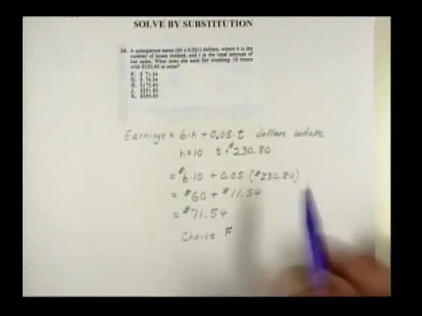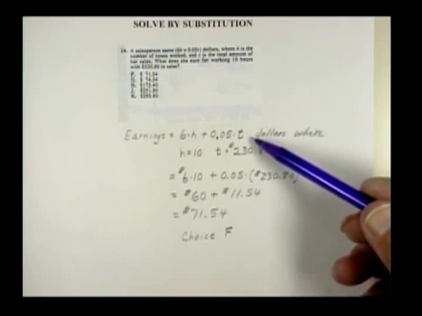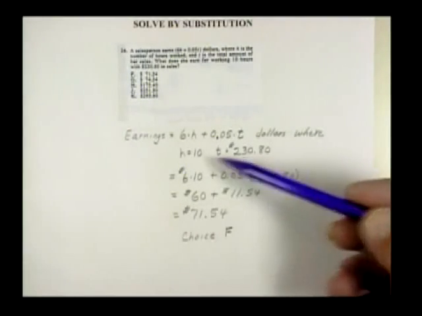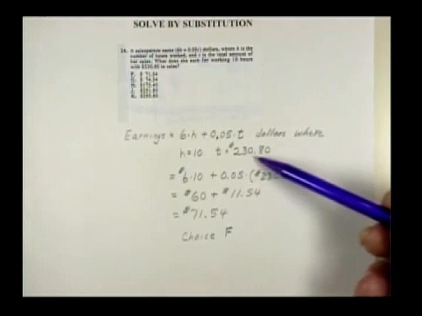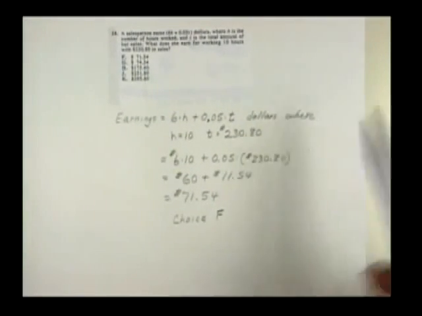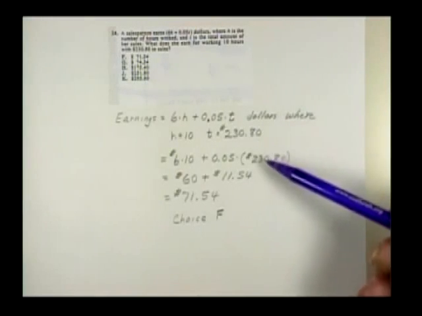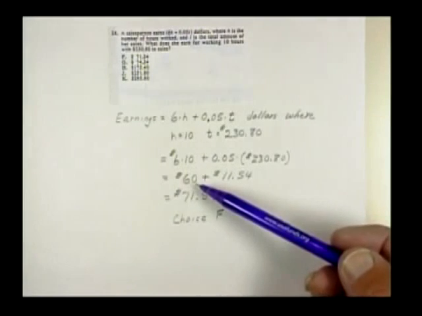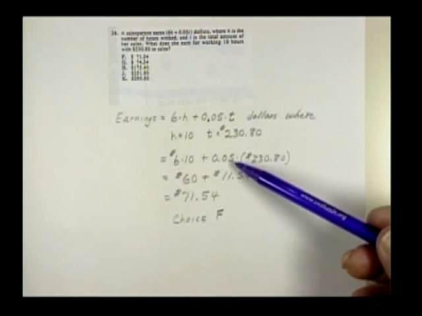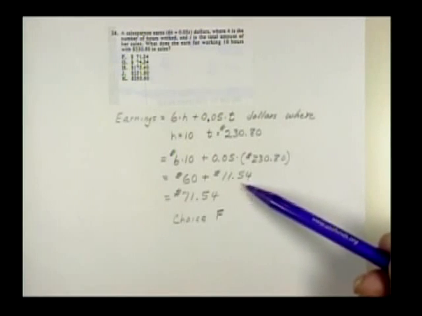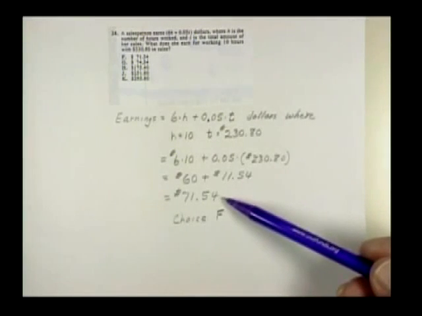The earnings expression 6H plus 500T is to be evaluated when H is 10 hours and the total sales are $230.80. Substituting 10 for H, $230.80 for T leads to this expression. Evaluating 6 times 10 leads to 60. The value 500 times this dollar amount leaves $11.54. The sum is $71.54, and the choice is F.